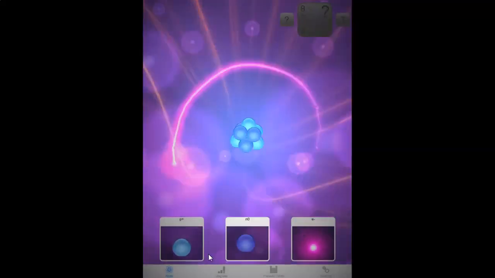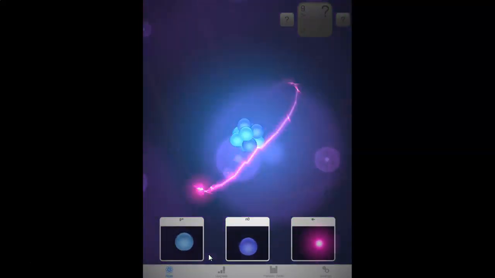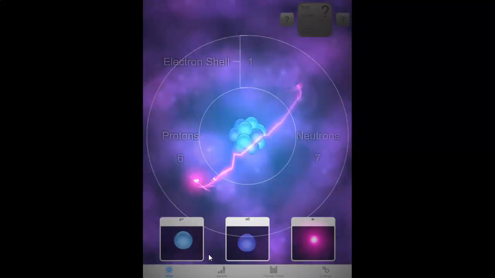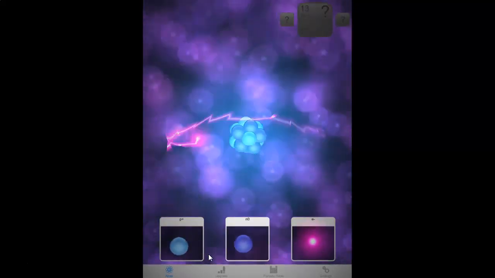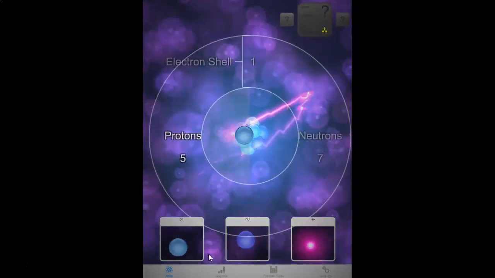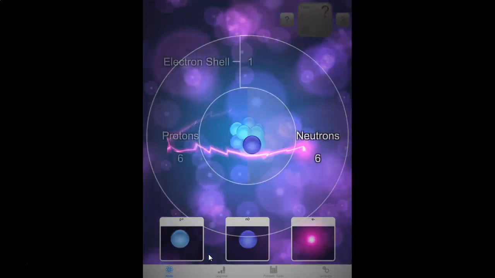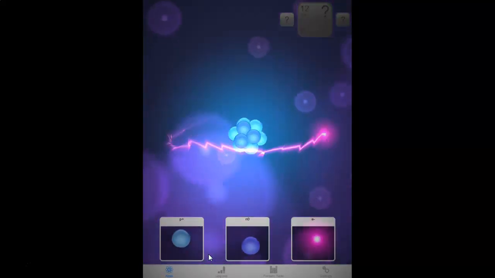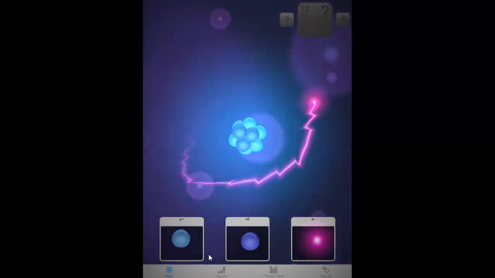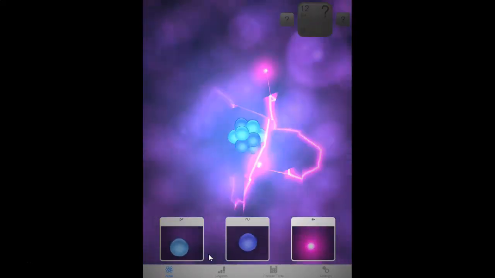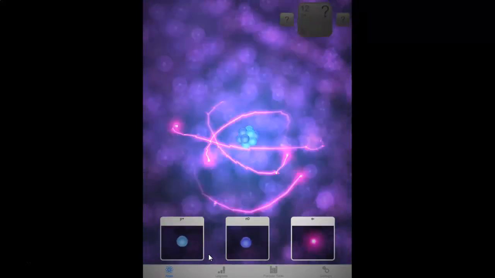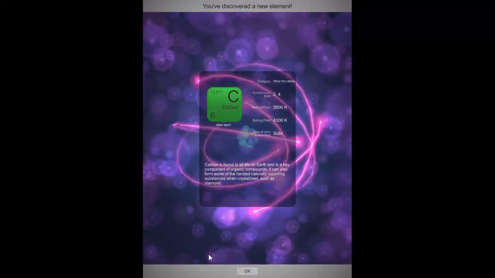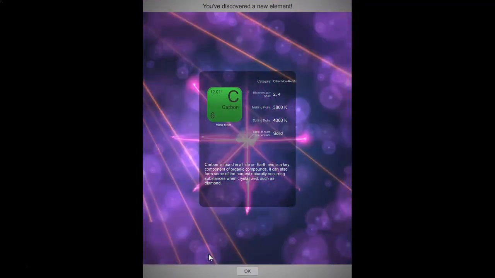Okay, I'm going to keep ignoring that. Did I add something too many? Nope. Okay, so now I'm going to go ahead and put in my electrons until this has a charge of 0. Okay, and I've made stable carbon that has a mass of 12.